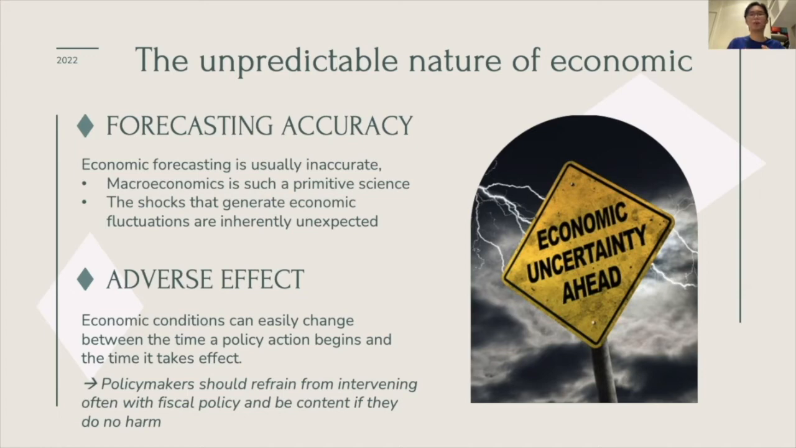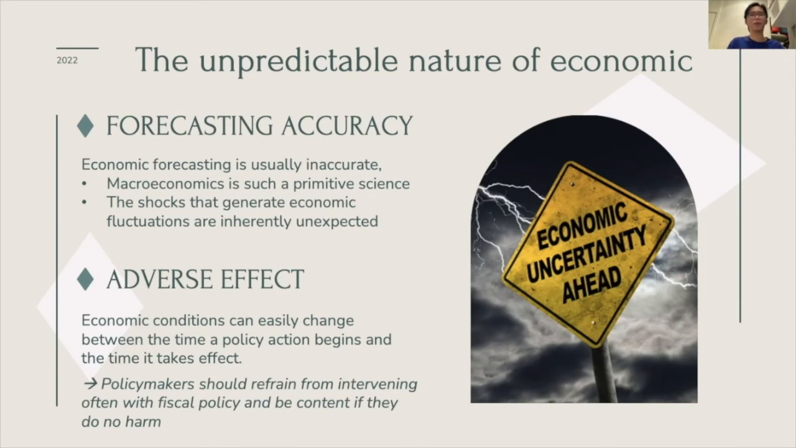Unfortunately, economic forecasting is notoriously inaccurate because macroeconomics is such a primitive science, and because the shocks that generate economic fluctuation are inherently unexpected. Research conducted by the IMF on a sample of 63 industrial and developing nations revealed that private sector forecasters were only able to foresee 2 out of 60 recessions that occurred during the study period.